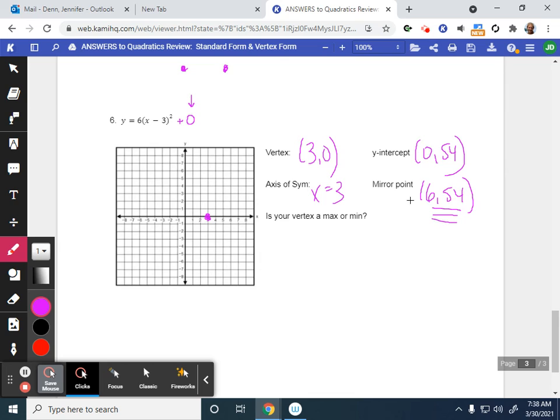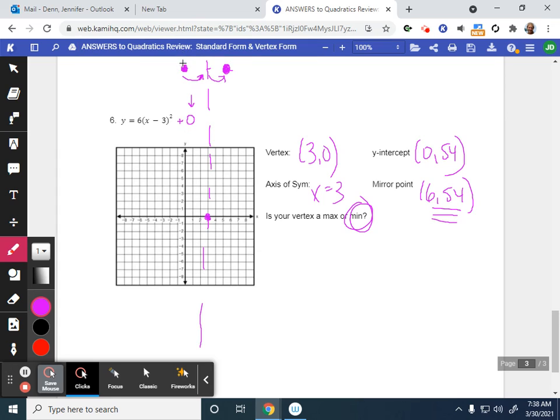I hope that we understand this mirror point. Think about this axis of symmetry coming down. So whatever my y value is, my mirror point has the same y value. And I just got to hop over the axis of symmetry the same amount. So I'm 3 away from the axis, so I keep going 3 in the other direction. Move 3 over to get that mirror point. And in this case, the vertex is a min.